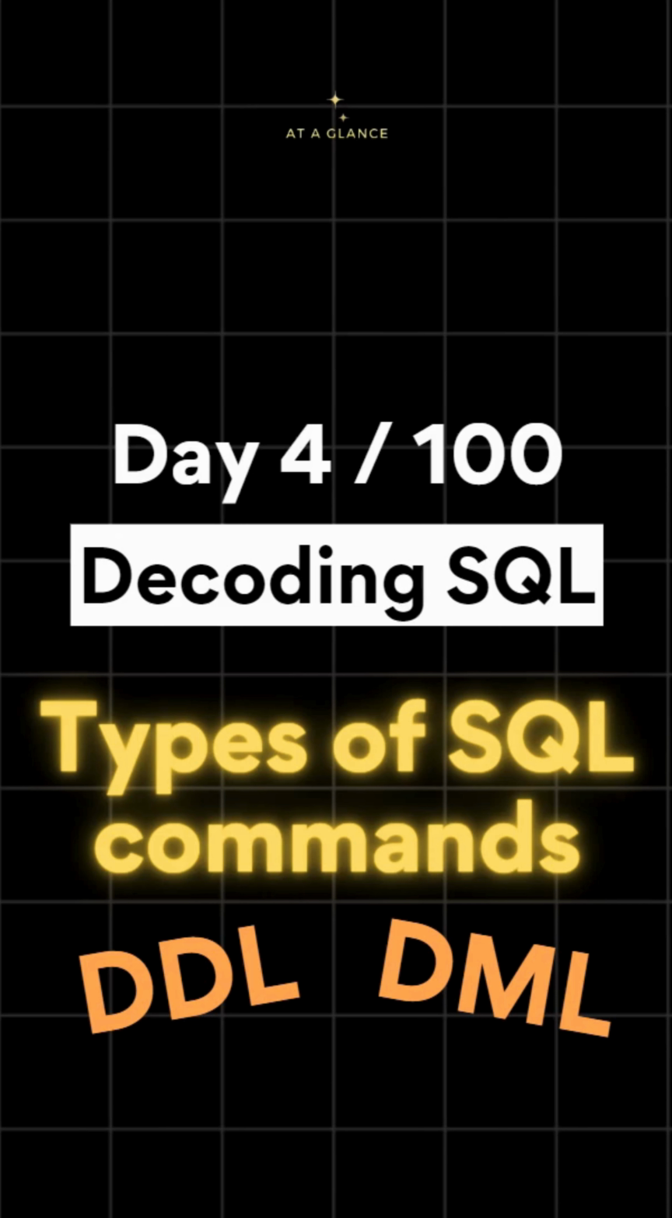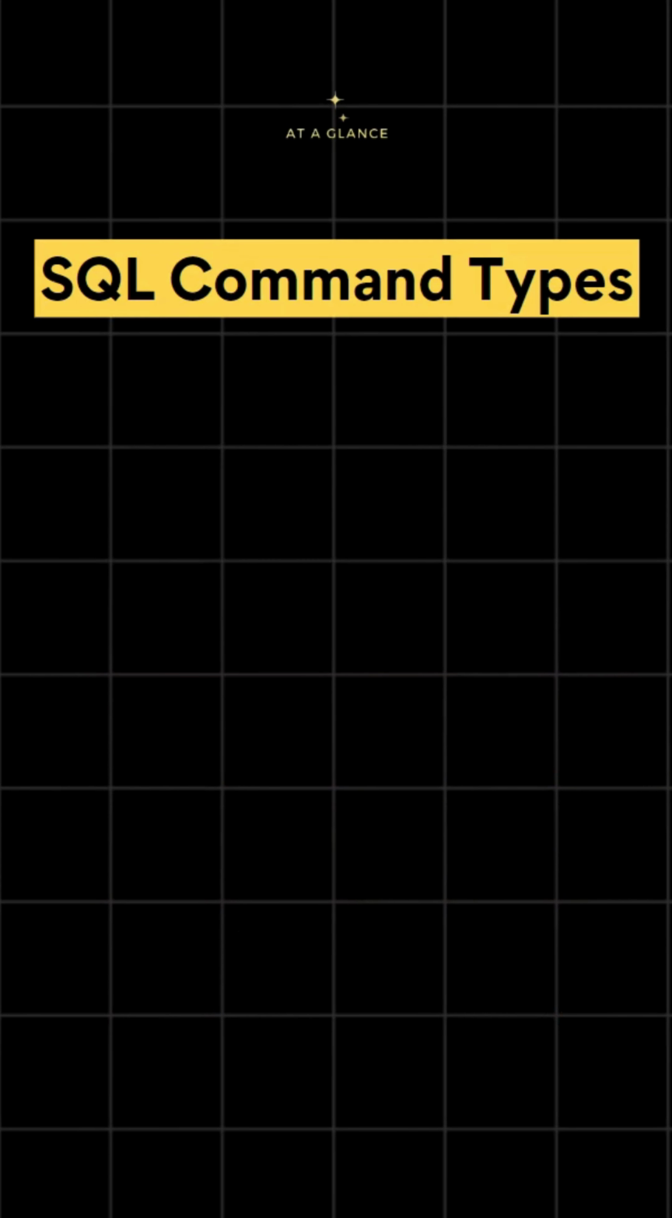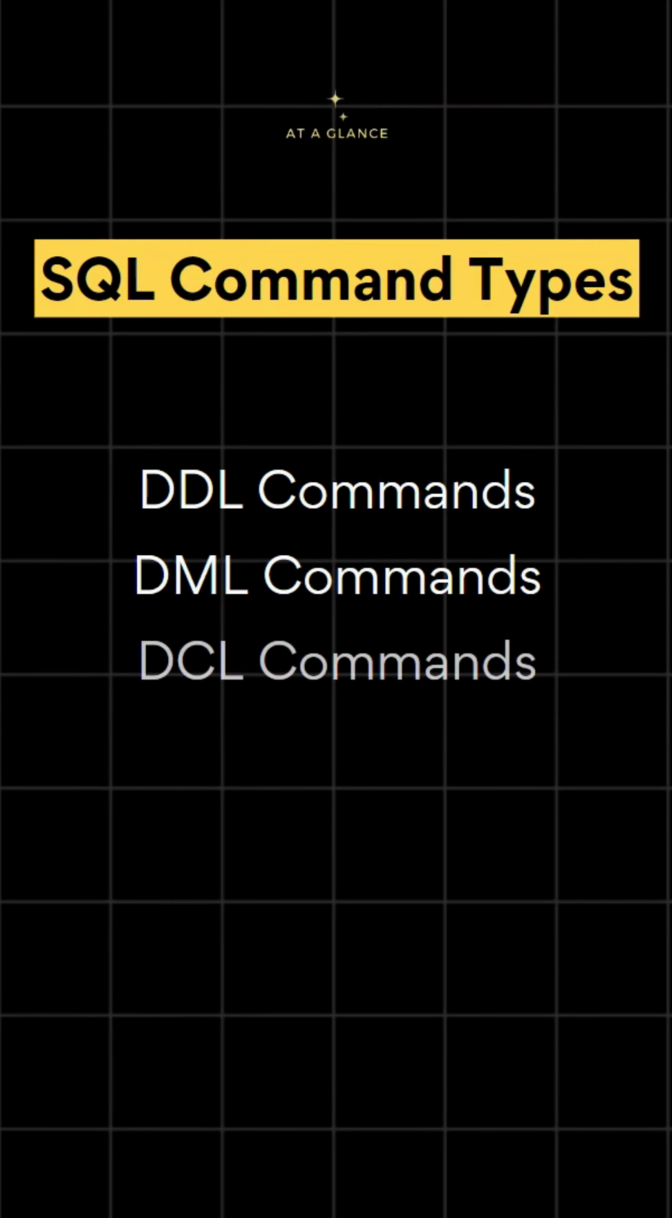Today, we'll see the types of SQL commands. This will be the part 1 video. In this video, we'll see the DDL and DML commands. So in general, SQL contains four types of command. First is DDL command, second is DML command, third is DCL commands, and fourth is TCL commands. Let's have a look at DDL and DML in this particular video in detail.